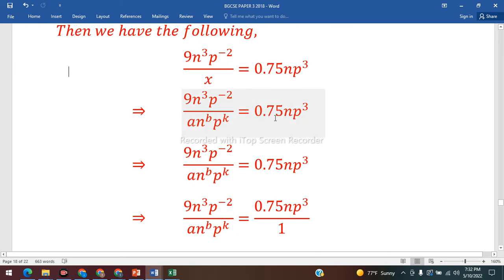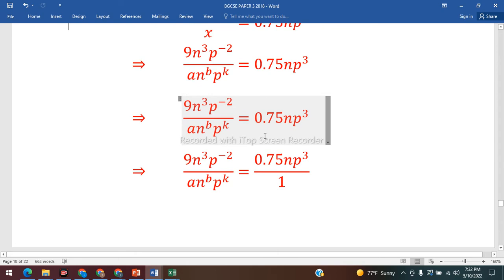So continuing on, we know that 0.75 n p cubed. What did I do here? I don't think I changed anything yet. I didn't need this second line because I didn't really change them. All I did here was put the 1 here, because we know that this is going to be 0.75 n p cubed divided by 1, because if it's divided by 1, nothing changes.